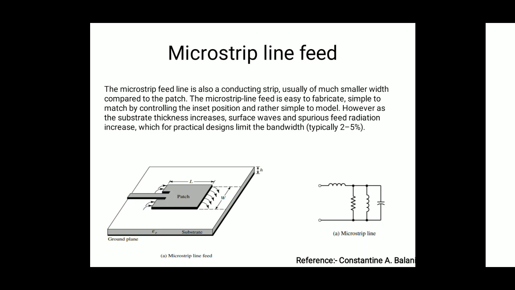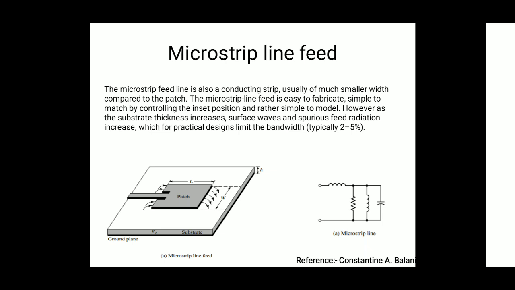The length of the line is generally taken as lambda by 4. This is also very simple for fabrication, the microstrip line is very easy to fabricate, and we can also match the antenna impedance easily by varying the length and width.